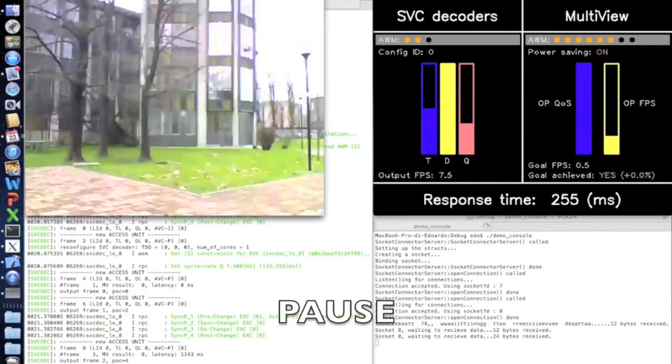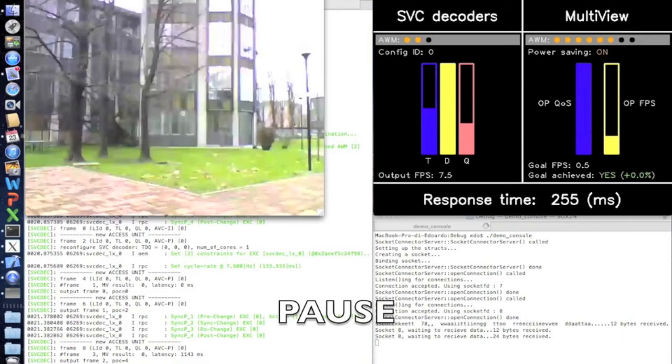In the left window, the decoded video captured by one of the stereo cameras shows the surveyed area. In the right window, we show the runtime configuration of the SVC decoders and multiview. At the beginning, nothing is happening in the scene, so the configuration ID of the SVC decoders is 0, which corresponds to the lowest SVC layer. This is why the quality of the output frame is poor.